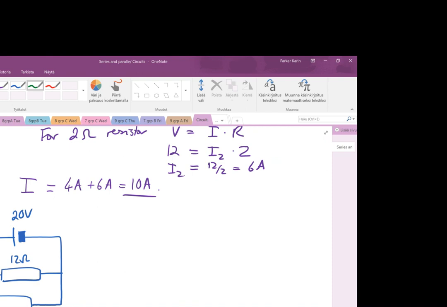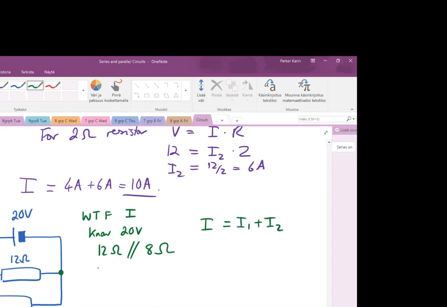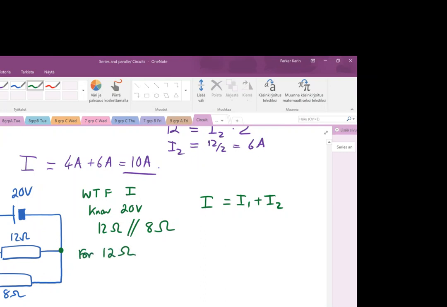Okay, so we want to find I. We know 20 volts is the voltage across the top. It's the 20 volts across each branch as well. And we've got 12 ohms in parallel with 8 ohms. So take the current separately. Our total current is I1 plus I2. So for the 12 ohm resistor, V equals I times R, it's going to be 20 equals I1 times 12. So I1 is equal to 20 over 12, which is 5 over 3, which is 1.67 amps.